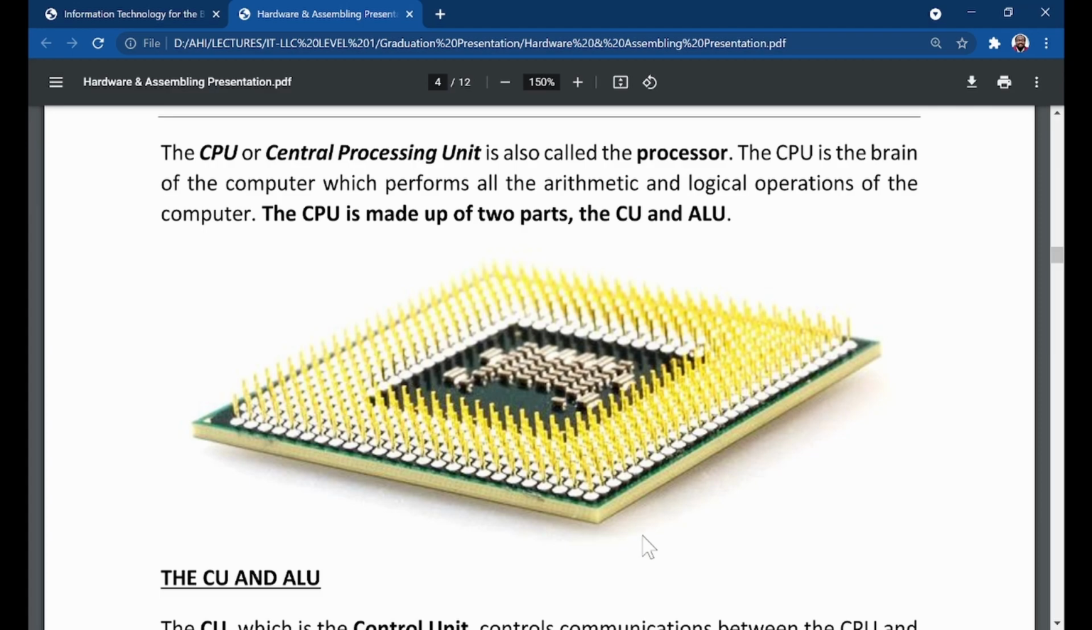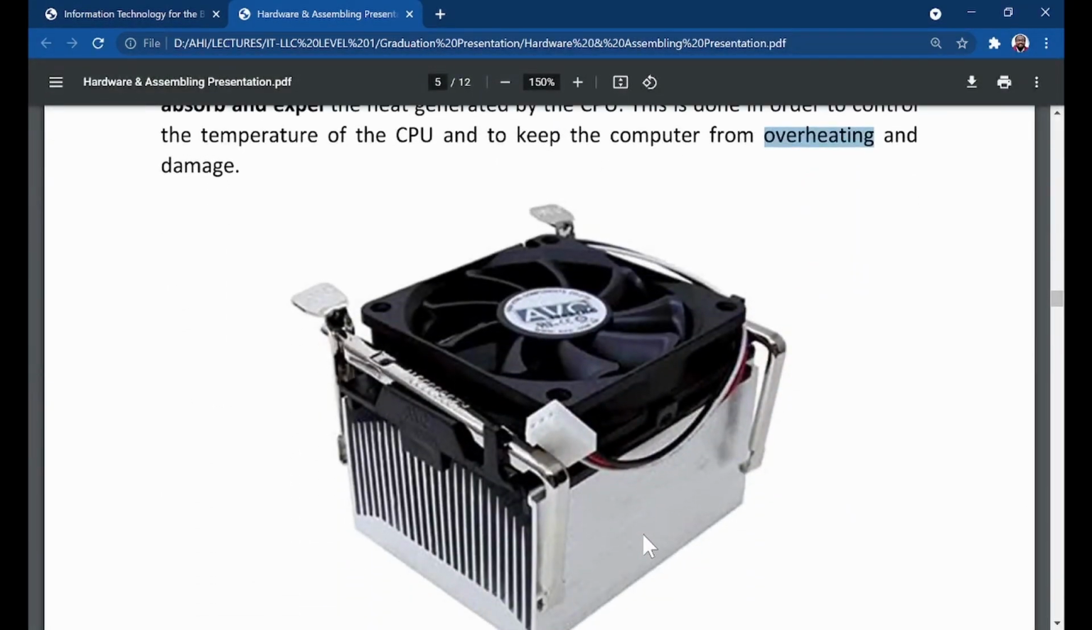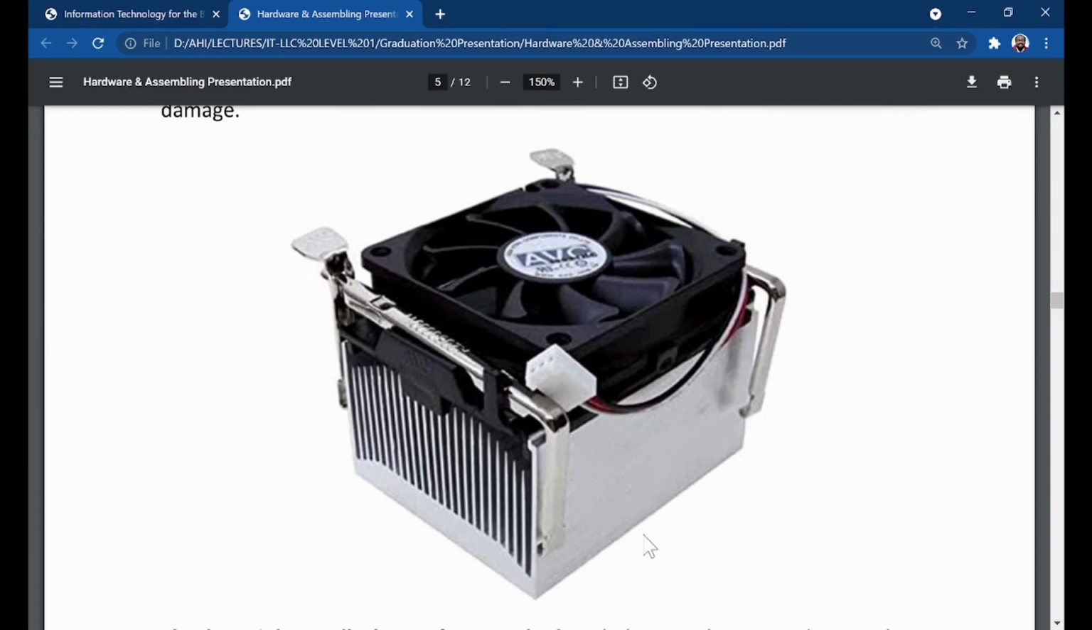Most computers make use of what we call the heatsink and the fan. Please, have you seen this? This is a heatsink and there's a fan on top. Some of them have fans directly on top of them. Some of them have fans next to them. And some of them have fans a little bit away from them. But there is always a fan closer to the heatsink.